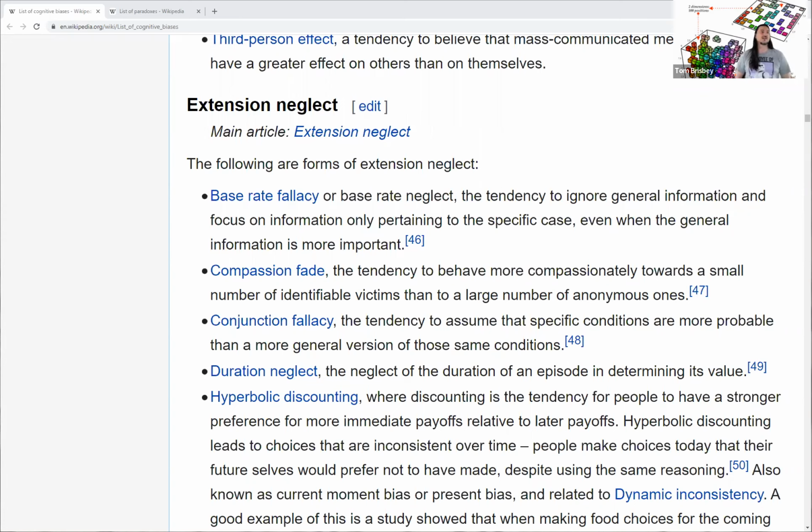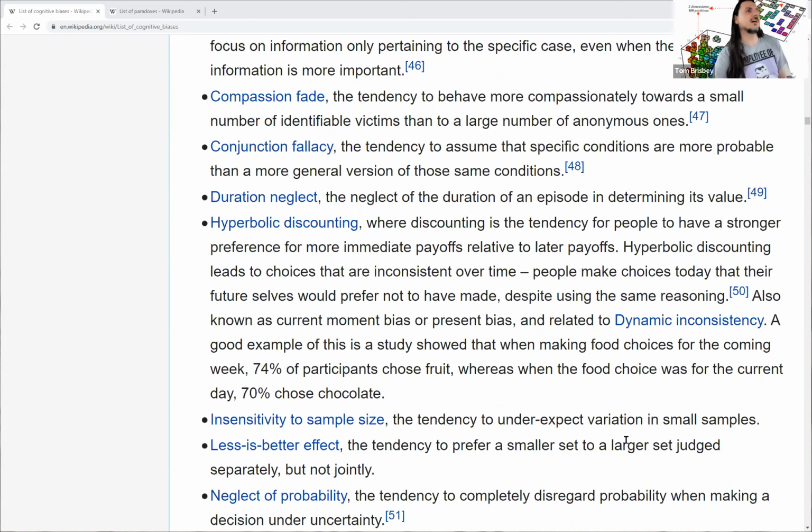Duration neglect: the neglect of the duration of an episode in determining its value. Yeah, it works, but for how long? How long will it continue to work? What is the cost of it working? When does it fail? Ignoring that because it makes the argument weaker. That's duration neglect.